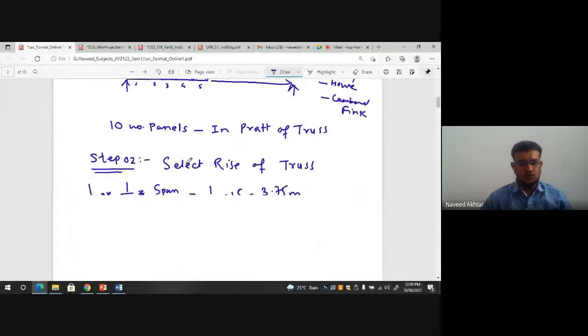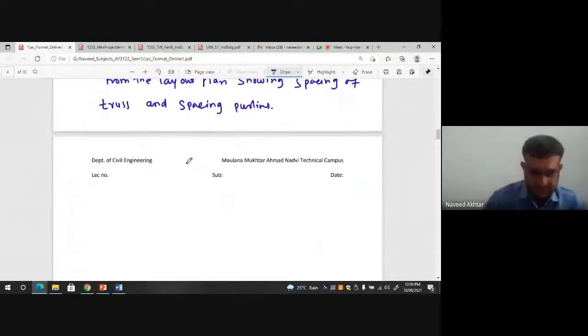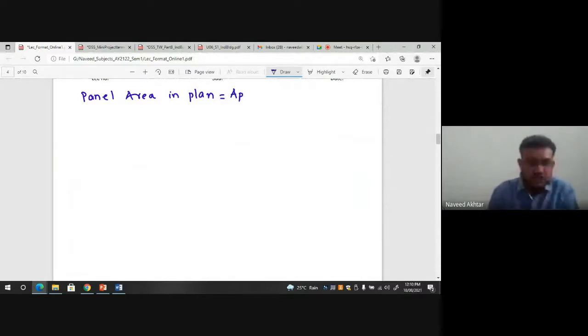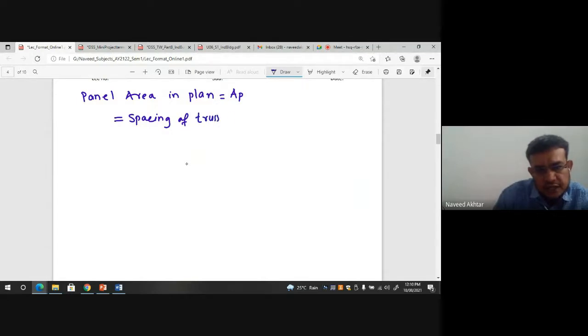So first we will calculate the panel area. I will write down the panel area in plan, and I will denote it by AP, panel area. So it is given by the spacing of truss into spacing of purlin. Spacing of truss and spacing of purlin, and that is in plan.